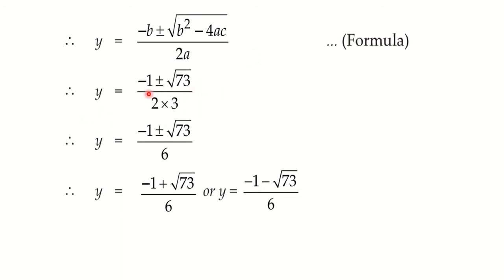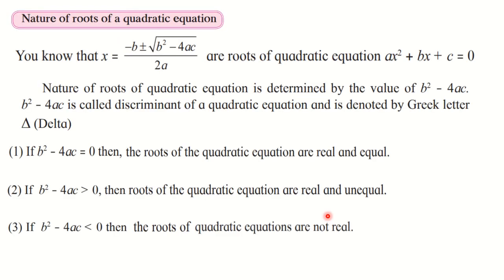So all these values are put here: minus 1 plus or minus root 73 upon 6. Then separate. Once you write the plus sign, once you write the minus sign. This way you are going to get two roots by using the formula method. So this is an easy method. The only thing is that you should know the formula by heart: minus b plus or minus under root b square minus 4ac upon 2a. This is the formula which you must know. Let us go further then.